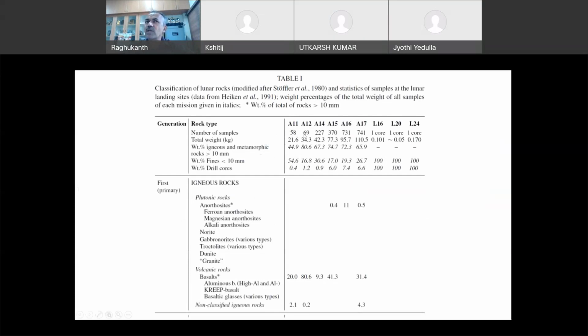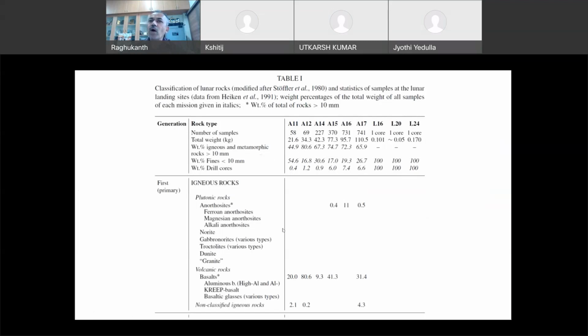Apollo 12 brought 34 kgs of rock. You can see huge rocks have been brought from the missions. Of course, L16, L20, these are the lunar missions, not human missions. It went, took the material, and brought it back to the Earth itself.